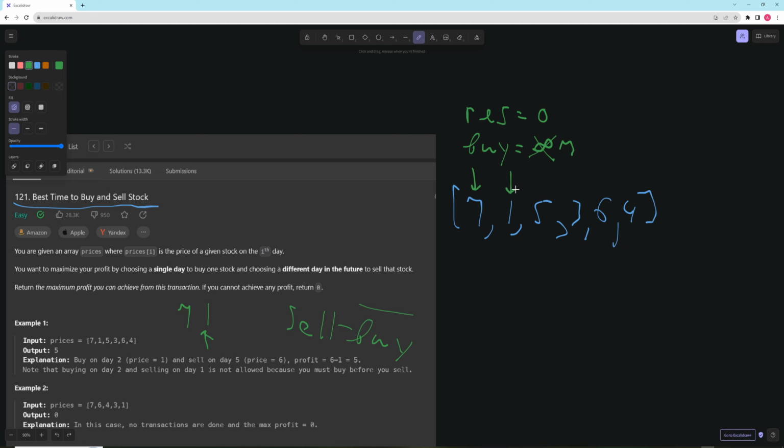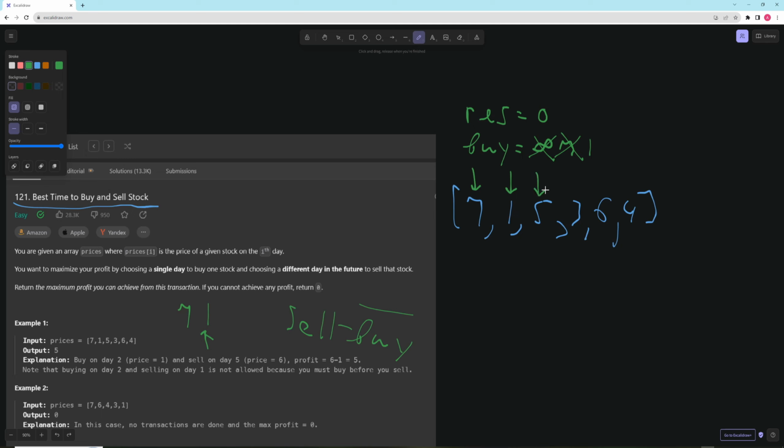Okay, for this one now, we're going to say if we sell, our profit is going to be sell minus buy. So it's going to be 1 minus 7, which is negative. So we're not going to want to sell. But is our buy price cheaper than it was before? Yes, it is. So let's update that, right? It's cheaper, so we're just going to want to have it cheaper.